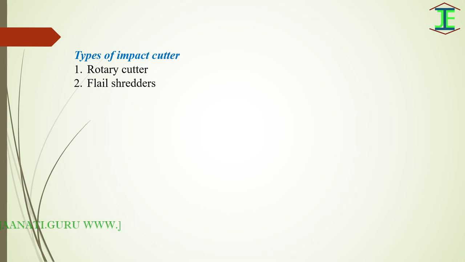Flail shredders. These flail shredders have knives which are moving, and the width of cutting may be 50 to 150 mm with rotor in 3 or 4 rows.